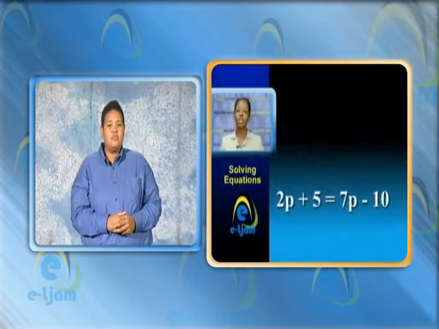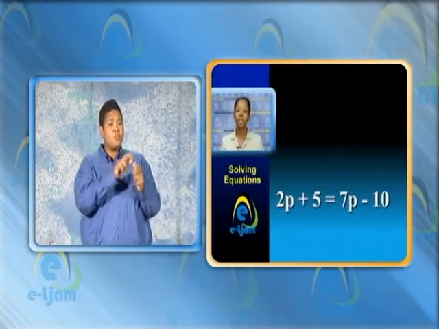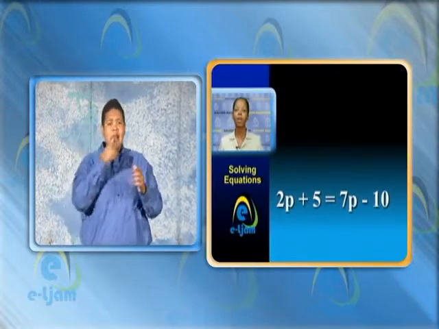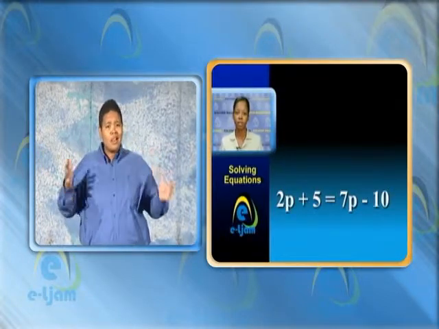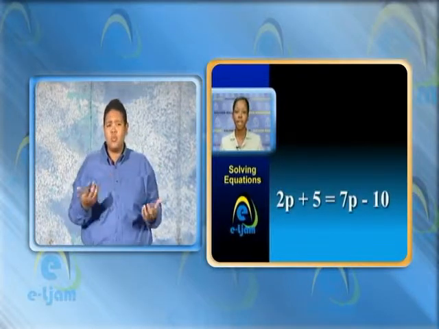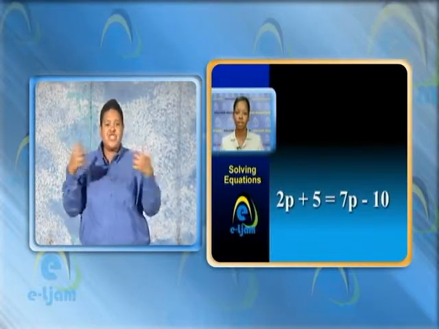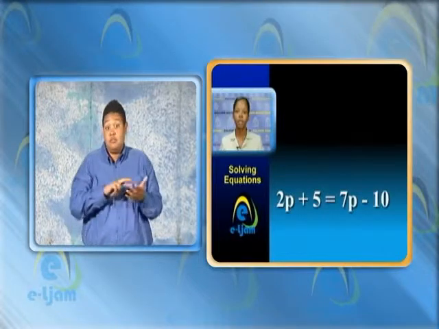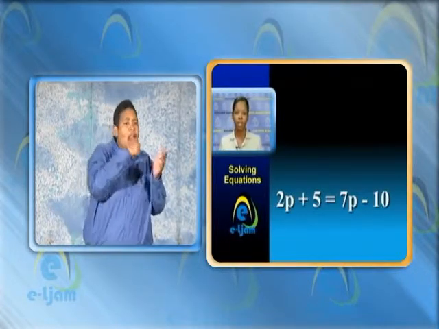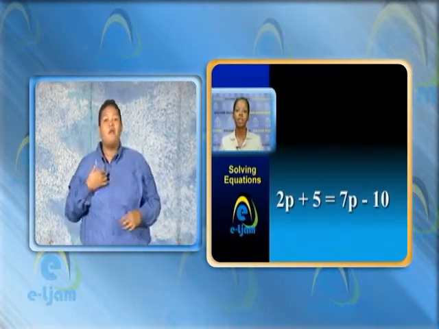In the equation 2p plus 5 equals 7p minus 10, there are variables and numbers on both sides of the equation. When this occurs, we deal with each side separately. In these cases, you must clearly decide which side is the variable side. In this case, we will deal with the left side first.